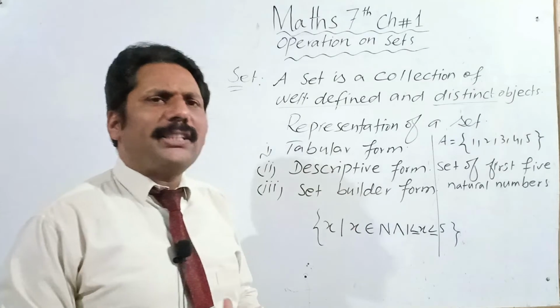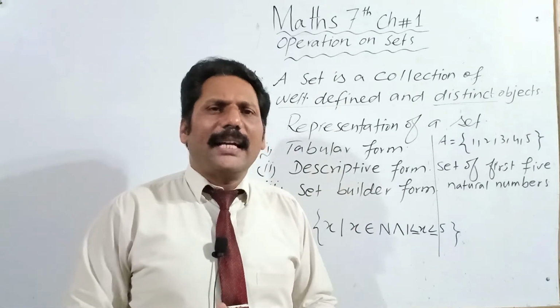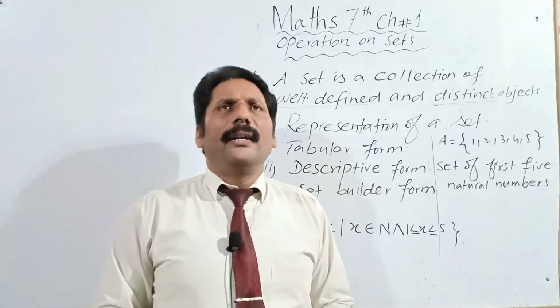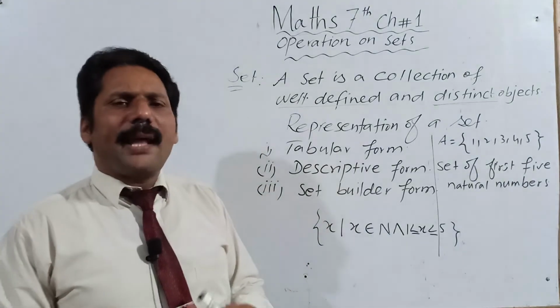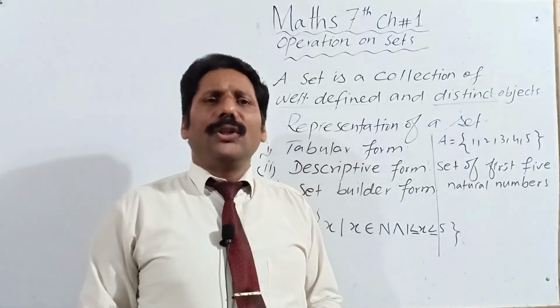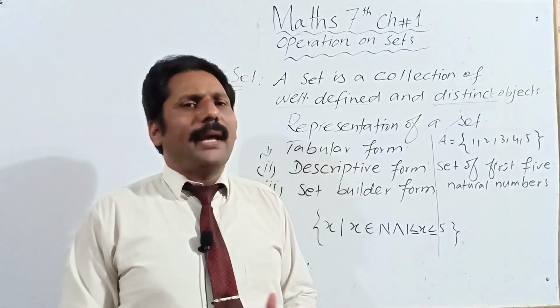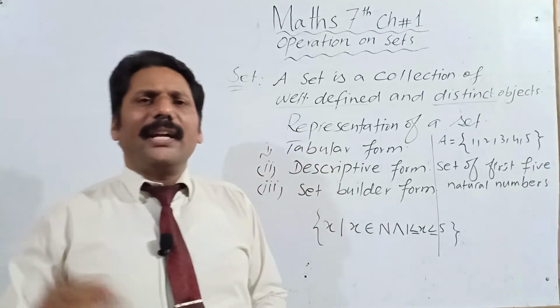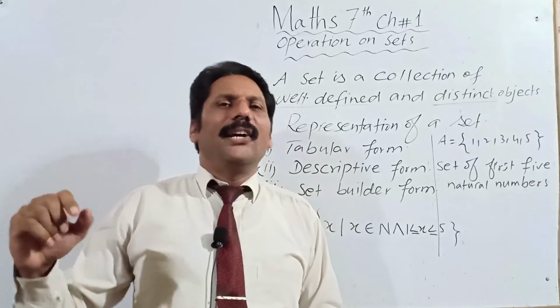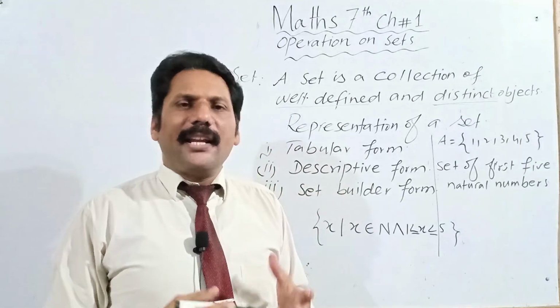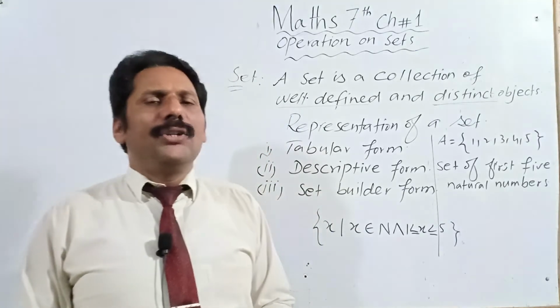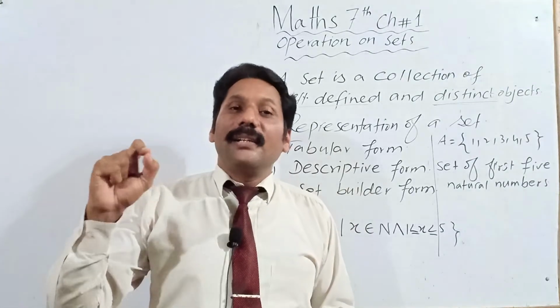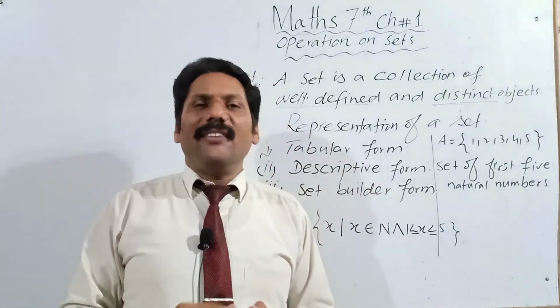There are also some types of sets. You have already learned them in class 6. An empty set is a set which has no element in it. A finite set is a set with a finite number of objects. And an infinite set is a set which does not have a finite number of objects.